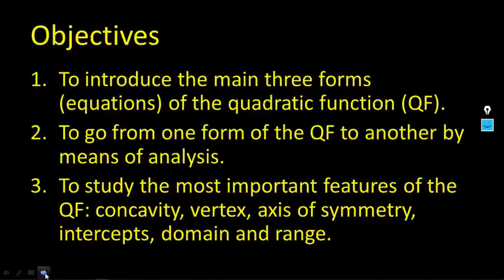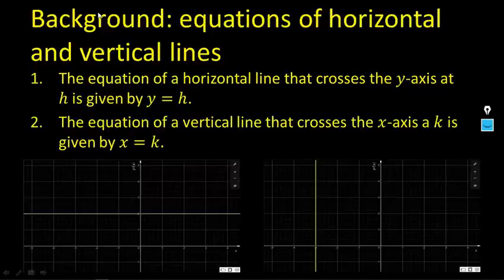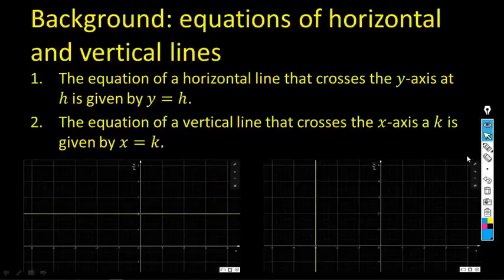So first, a little background. We're going to talk about the equations of horizontal and vertical lines. Let's read. The equation of a horizontal line that crosses the y-axis at h is given by y equals h. It's that simple. So for example, looking here at this first graph, we have the Cartesian plane and we have this horizontal line.